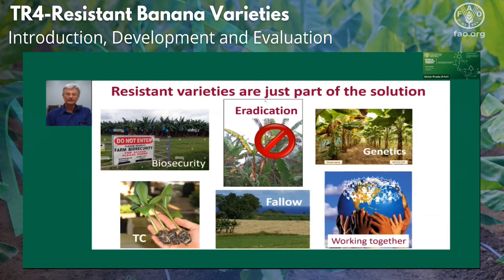And there are typically yield and/or fruit quality penalties associated with resistance to the disease, meaning that their adoption will be greatly delayed if the main competition in the marketplace is a variety such as the susceptible Williams, grown in the absence of TR4.